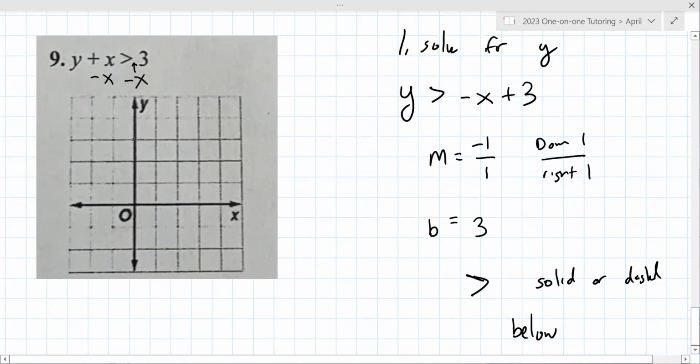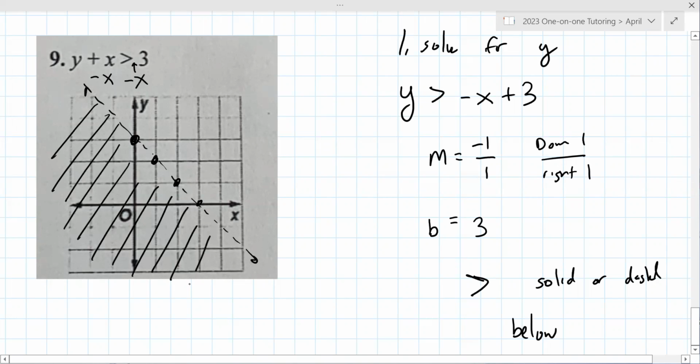All right, so let's see here. You should have something like this: 3, down 1, right 1, down 1, right 1. You said dashed. I agree. And then you're shading below. Something like that.